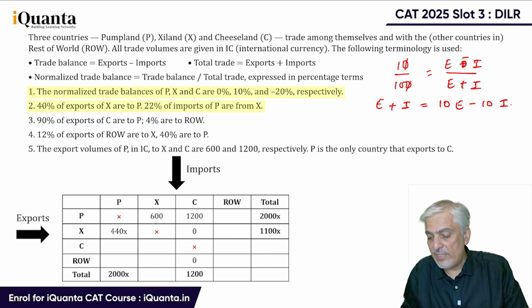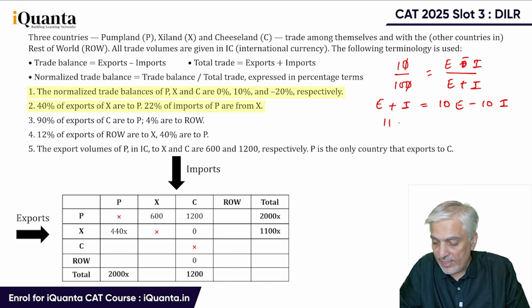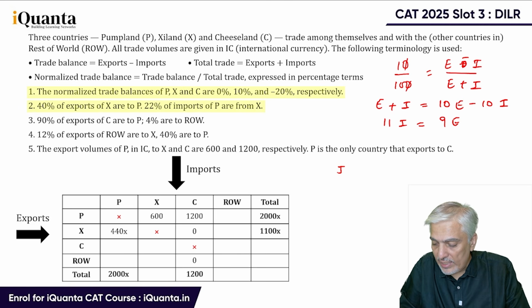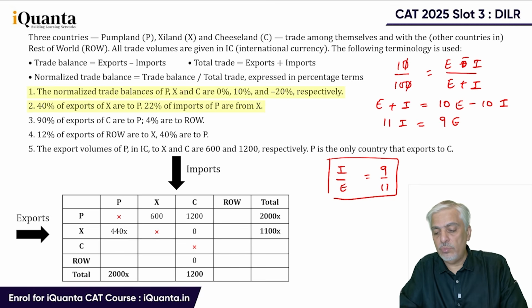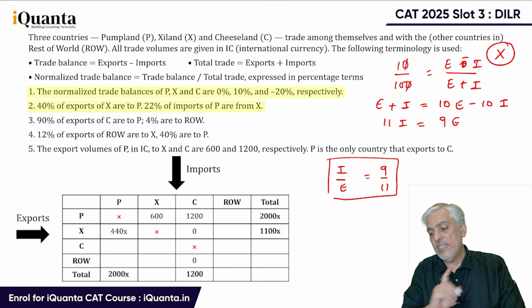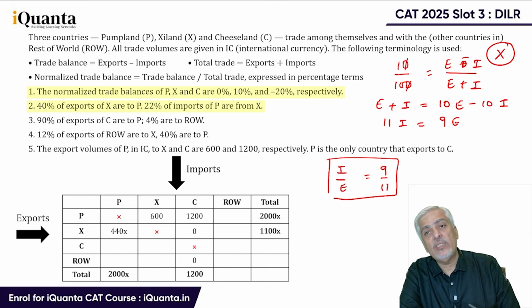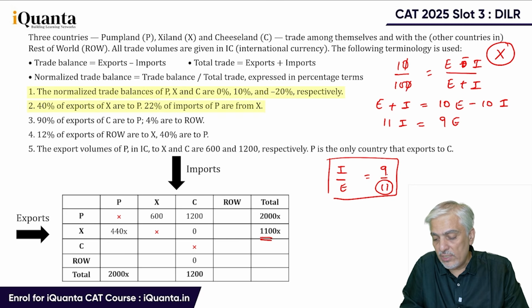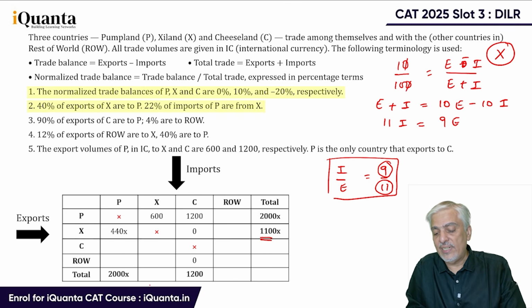So if I equate this carefully, I'll get 11I is equal to 9E, and therefore I upon E is 9 upon 11. This is for which country? Country X. This whole thing was for country X. Now what did I get from here? I upon E is 9 upon 11. Country X's exports is 1100X, which is 11 parts. So imports will be 9 parts, which will be 900X.